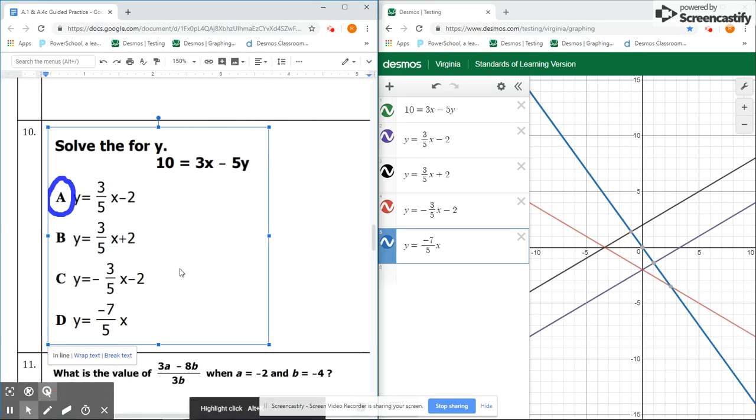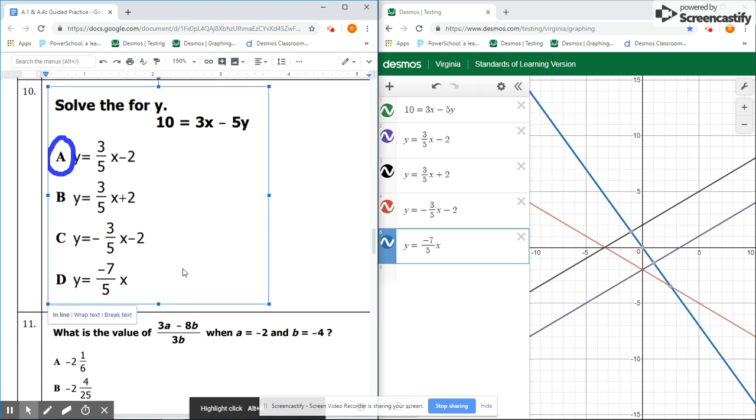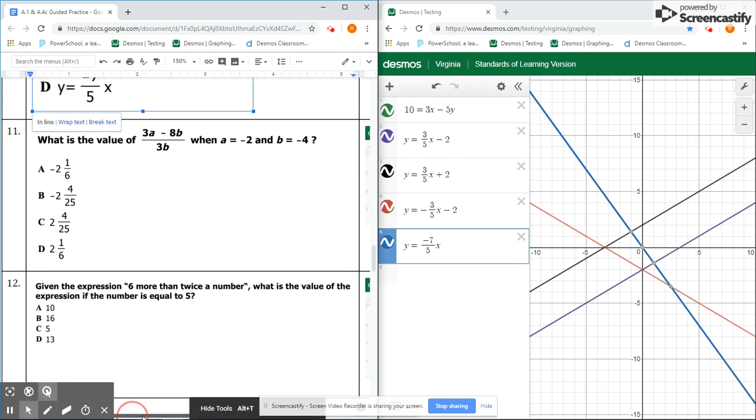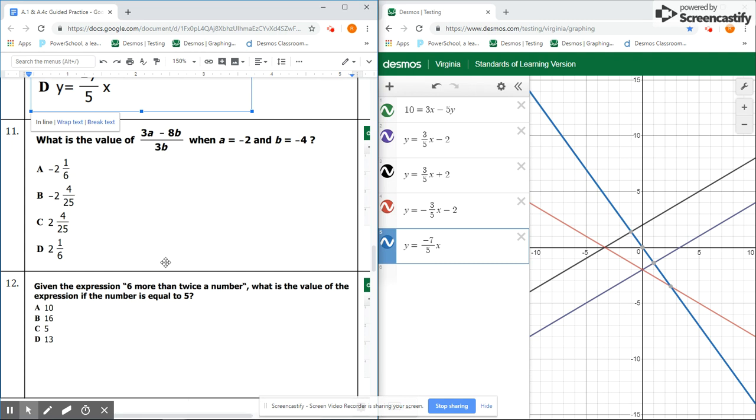Now I'm going to skip down to 11, then we'll go back to 9 later. Number 11. What is the value of 3a minus 8b divided by 3b when a equals negative 2 and b equals negative 4? So what we're supposed to do is take negative 2 and plug it in for a here, and take negative 4 and plug it in for b here and here. All right.